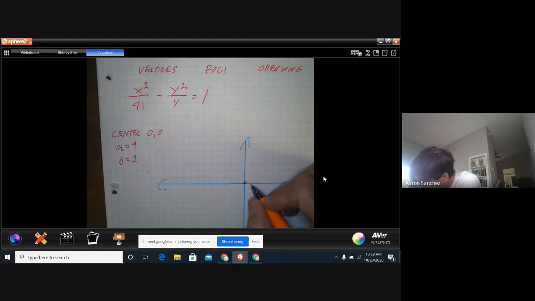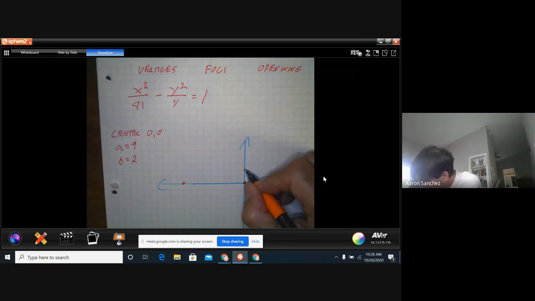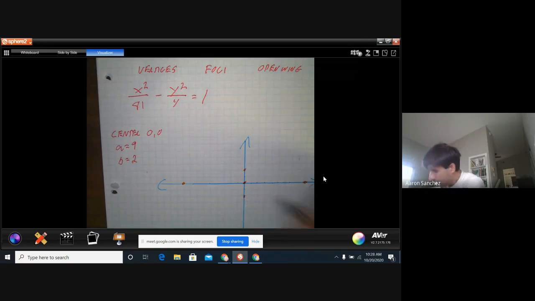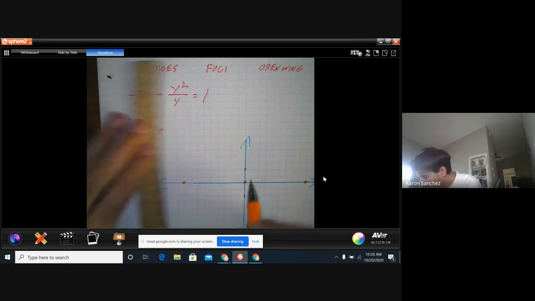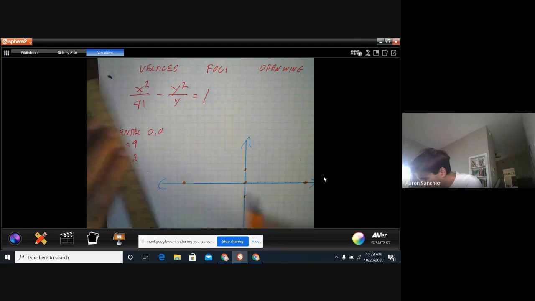So I'm going to go 1, 2, 3, 4, 5, 6, 7, 8, 9. And then this way, 1, 2, 3, 4, 5, 6, 7, 8, 9. Now, that means up 2: 1, 2, and 1, 2. Now we're going to draw our box with our points. This is going to be the height of the box. This is going to be the width of the box.